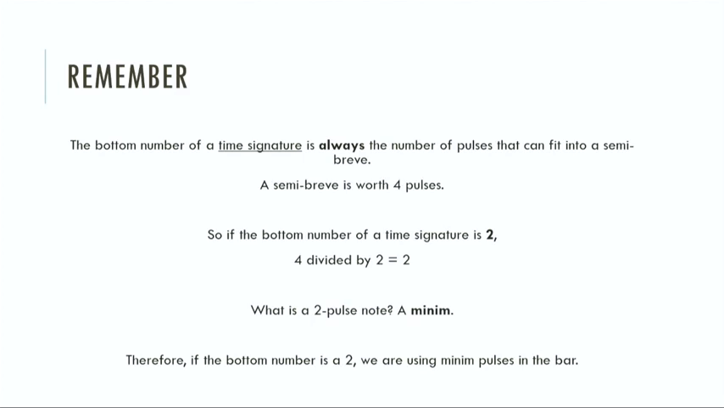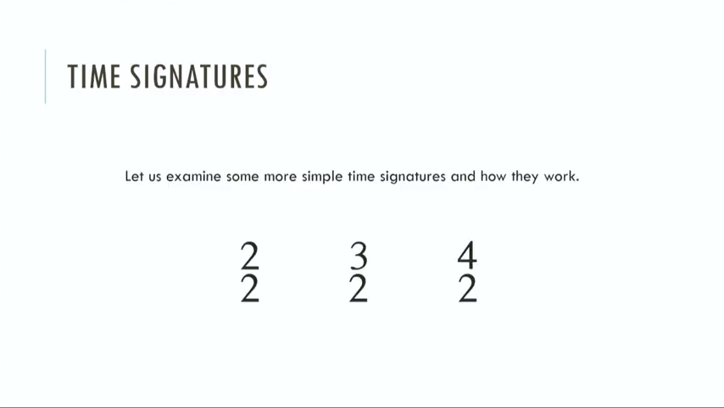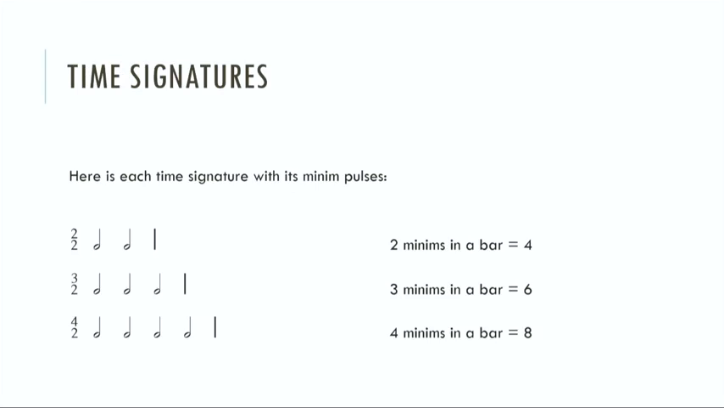But all of those time signatures that we just saw, 2/2, 3/2, 4/2, mean that we're working with minim pulses. So let's have a look at how those work. 2/2 time, there are 2 minim pulses in a bar. That means 2 plus 2 is equal to 4 beats in a bar. Then 3/2 is 3 minims in a bar. You can see that written on your screen there. 3 minims in a bar is equal to 6. And 4/2 time is 4 minims in a bar. So 1 bar is equal to 8.